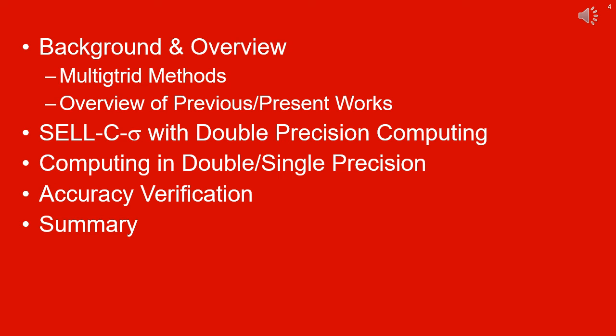This is the outline of my talk. I start with the background and overview, including an overview of multigrid methods, previous works, and present work. Then, I talk about implementation of Sell-C-sigma, mainly focusing on double precision code. This is the main part. After this, I overview effects of single precision. Furthermore, I overview works related to accuracy verification, then summarize the talk.